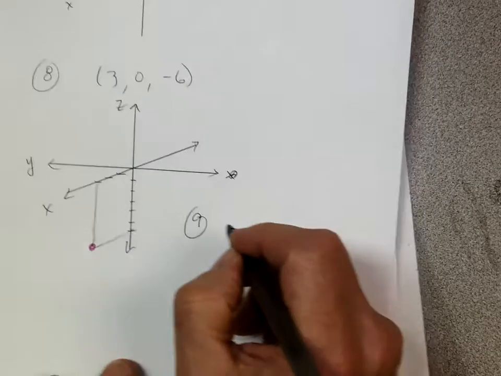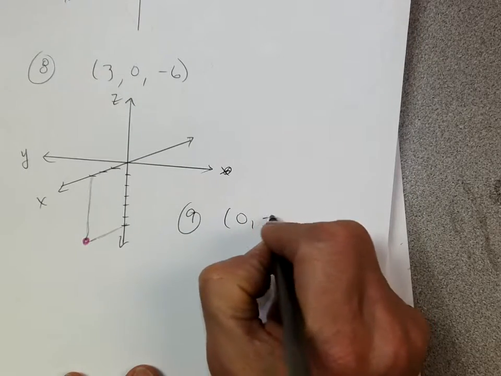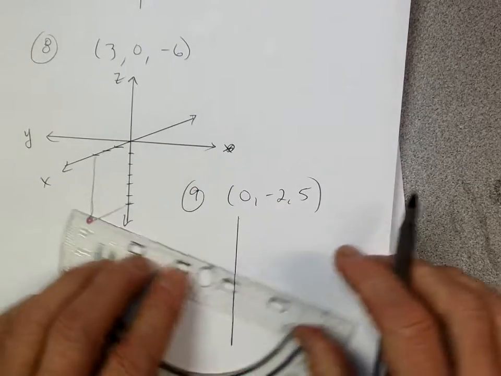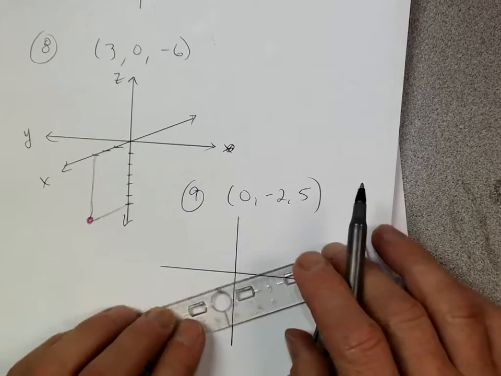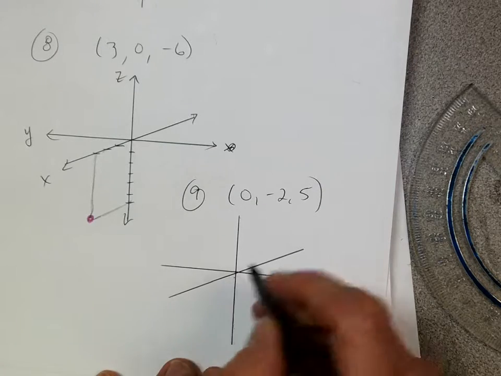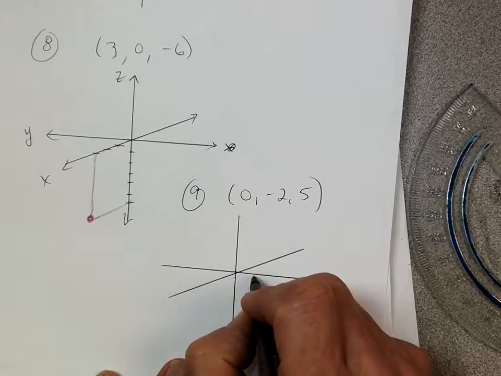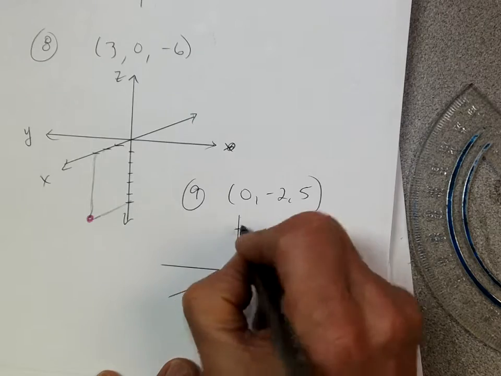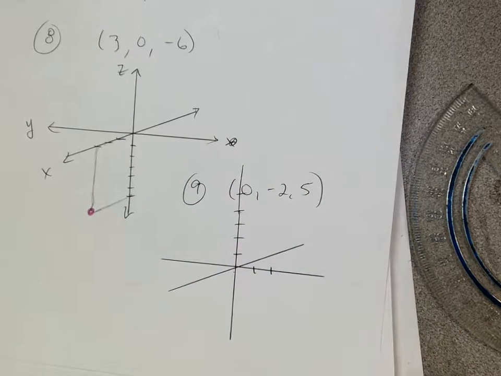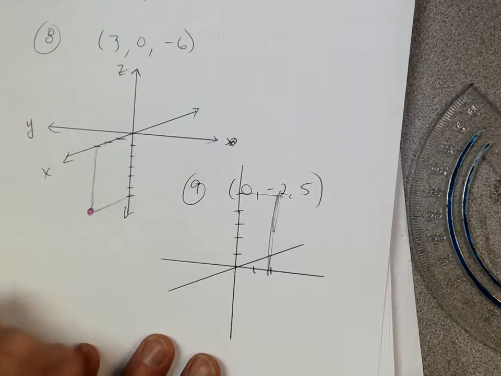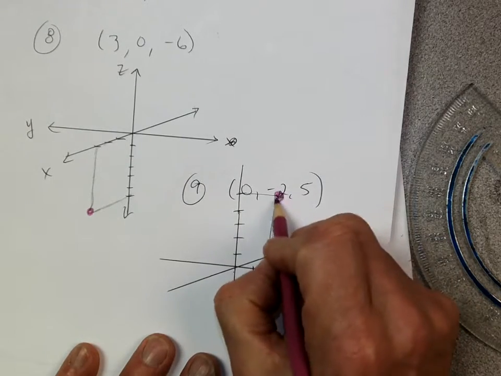Okay, let's do 9. I've got the point 0, -2, and 5. Okay, so let's see if we can do this darn thing. And so I'm going to go 0, but I'll go back 2 on the y, so I'm going to go back 1, 2. I'm going to go up 5. 1, 2, 3, 4, 5. Well, this one's really easy to make because it really is just a rectangle. This one's super easy to make, right? And my point would have to be right there.